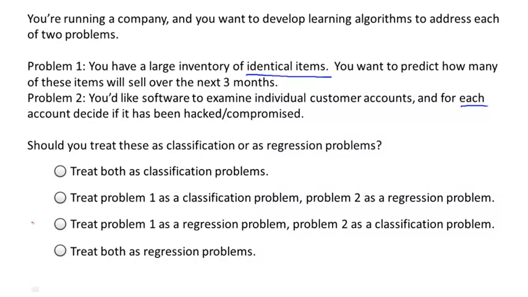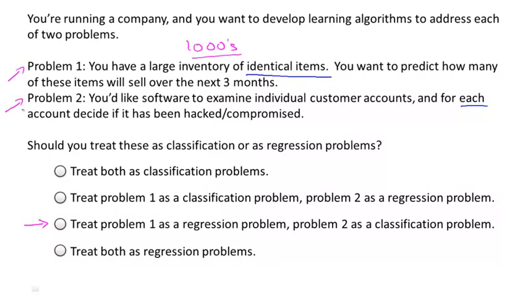So hopefully you got that this is the answer. For problem 1, I would treat this as a regression problem, because if I have thousands of items, well, I would probably just treat this as a real value, as a continuous value, and treat therefore the number of items I sell as a continuous value.